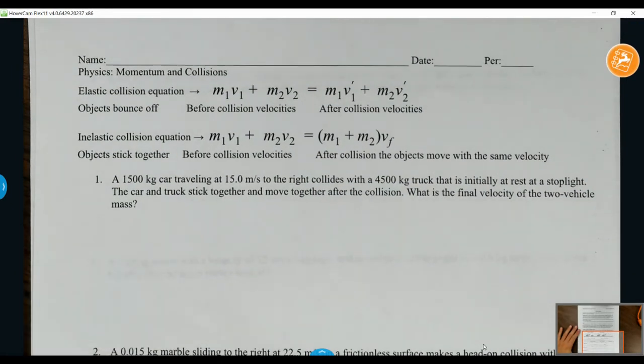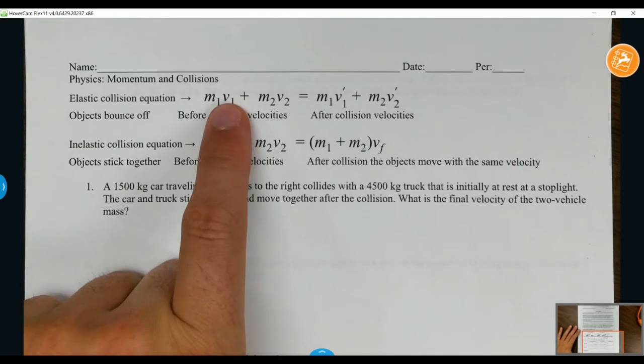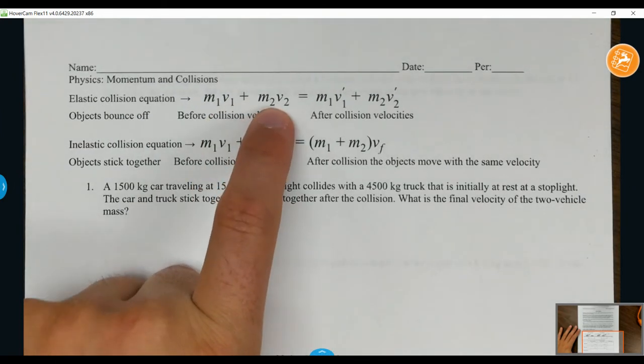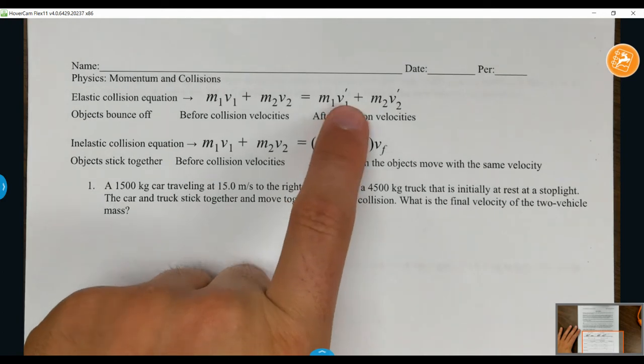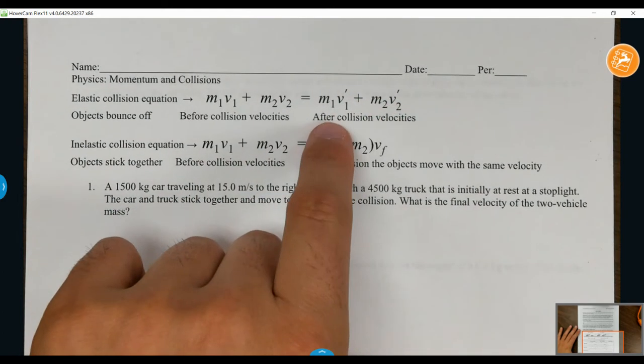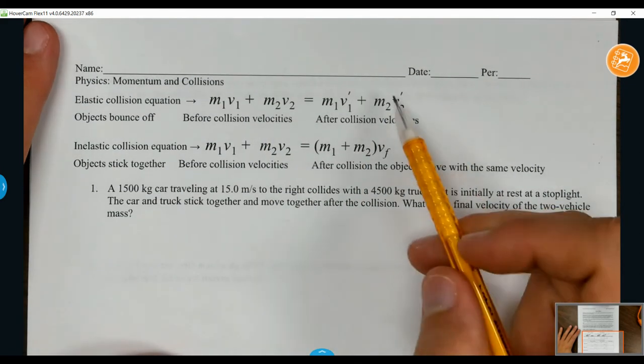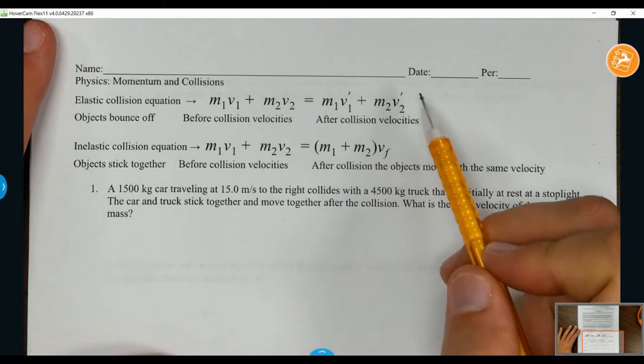Okay, so guys, for our collisions, for elastic collisions and inelastic collisions, here are our equations. M1v1 plus M2v2 equals M1v1 prime plus M2v2 prime. This side of the equation is used for after the collision. Those little primes, the little apostrophes, just mean the new velocities after the objects have collided.